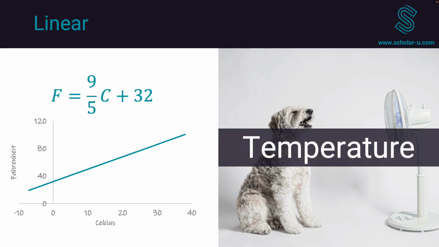Another common example of a linear function is the conversion of temperature from Celsius to Fahrenheit. In our previous discussion, we used x as the input and y as the output, but these characters are arbitrary and can be interchanged.